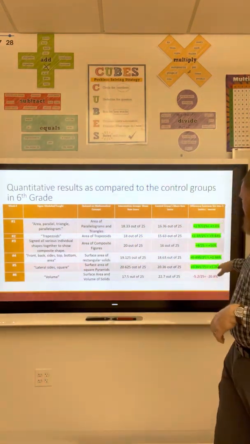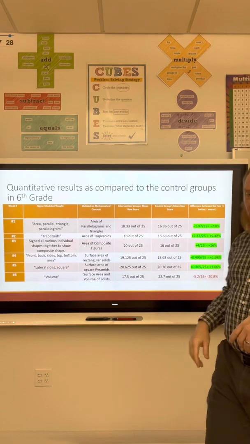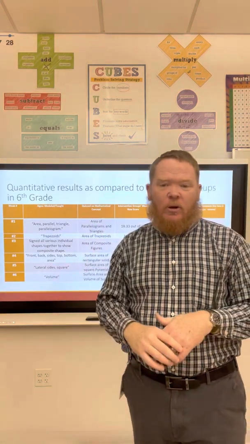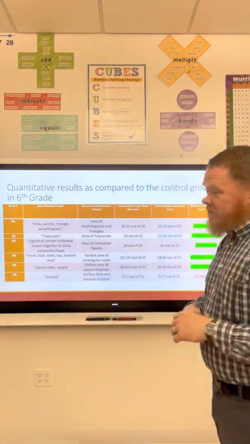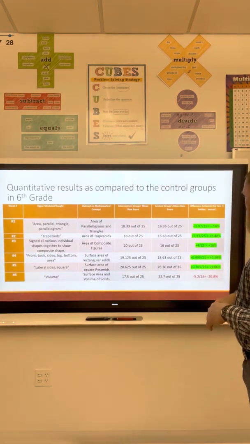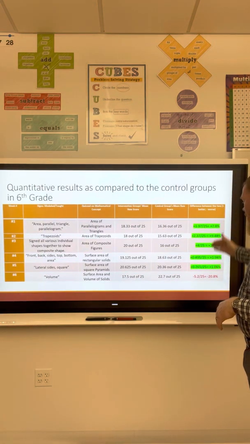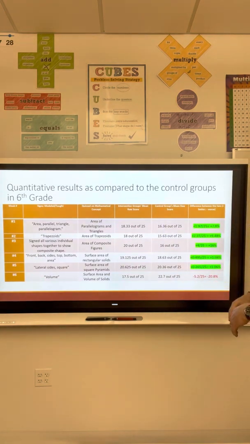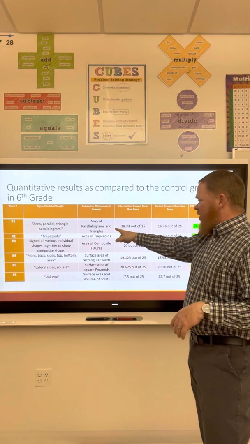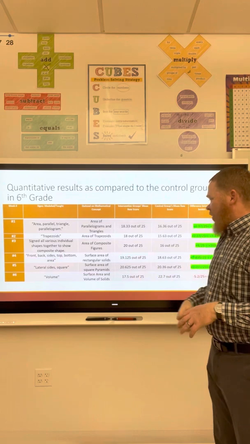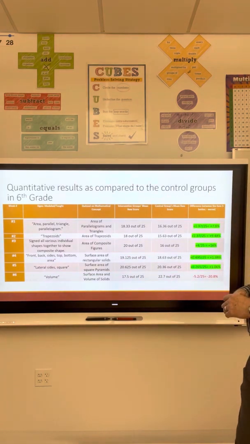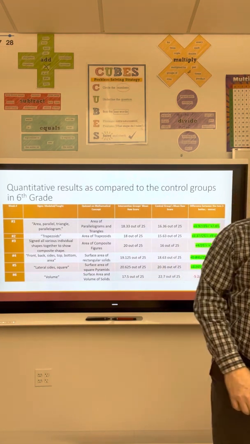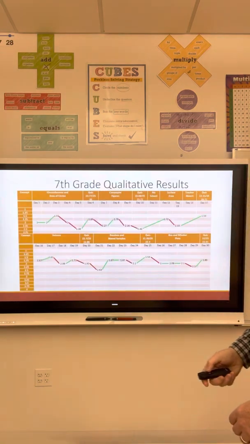They did 16% better than their counterpart, their control group. That was amazing. That was amazing. And you can see pretty much all 5 weeks they did pretty good. But significantly, statistically, I would say significantly was the first 3 weeks. They really did well on area of parallelograms, triangles, area of trapezoids, and area of composite figures. And that's 6th grade. All right, let's take a look at 7th grade.